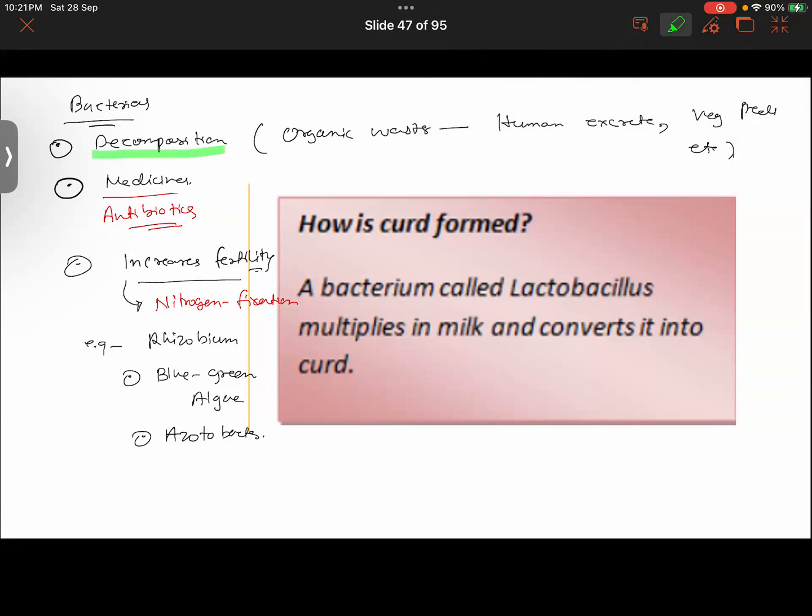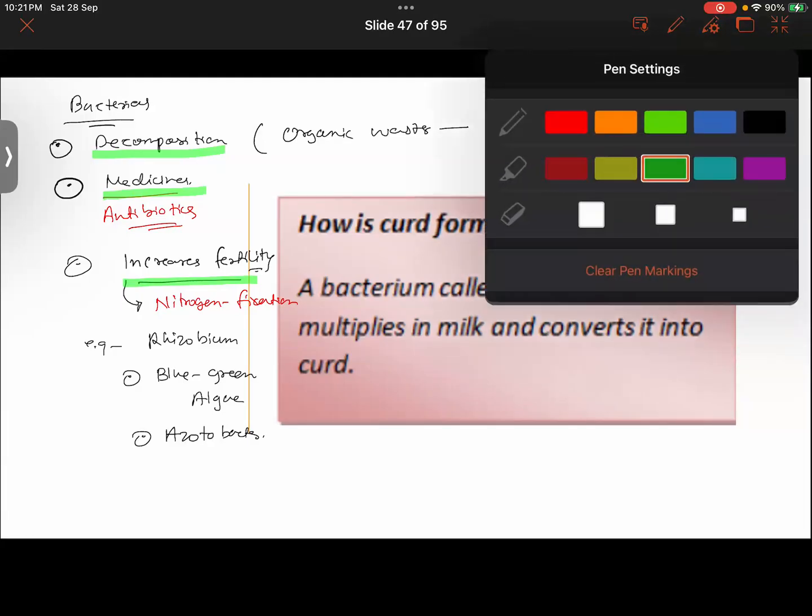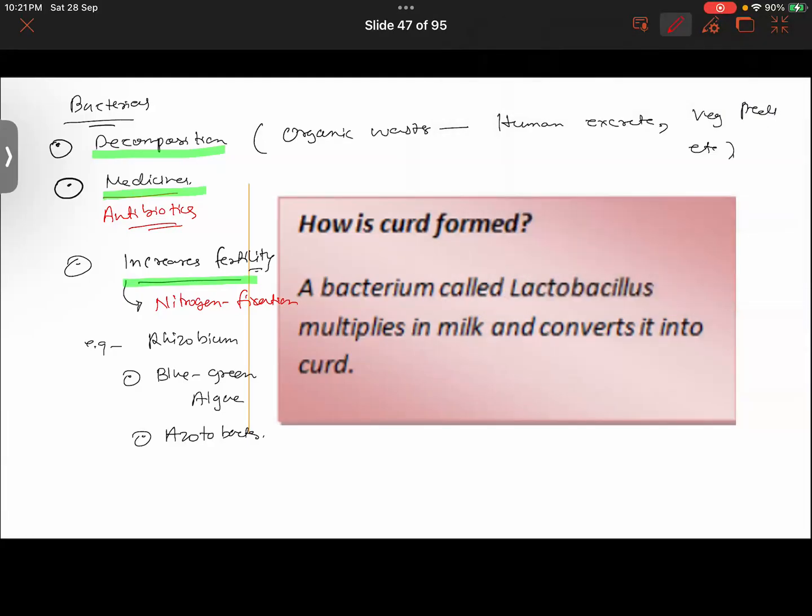So far we learned about decomposition, how it is used in medicines, and in increasing fertility. But the most common use we haven't learned about right now. That is the process of curd formation. There's a bacteria called lactobacillus that will be multiplying in the milk and converting it into curd. It also helps in the setting of the curd, or making of cheese. This will be used there.